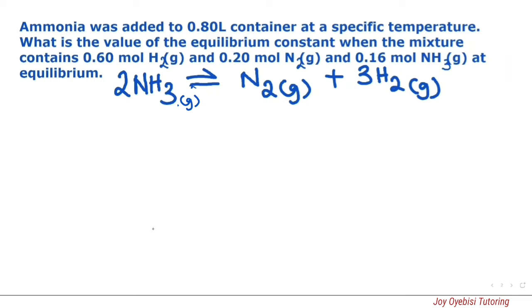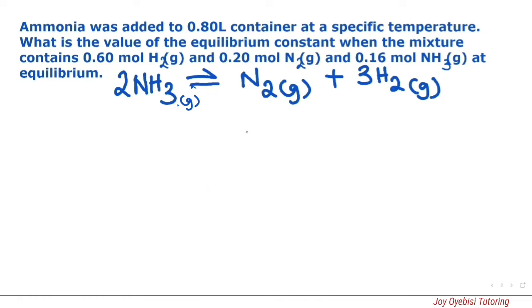So for this one, ammonia was added to a 0.80 liter container at a specific temperature. What is the value of the equilibrium constant when the mixture contains 0.6 mole hydrogen and 0.2 mole nitrogen gas and 0.16 mole ammonia gas at equilibrium? And we were given the equation.